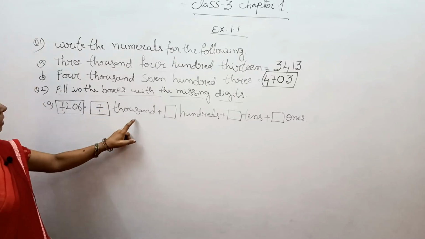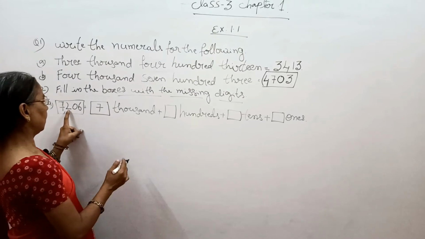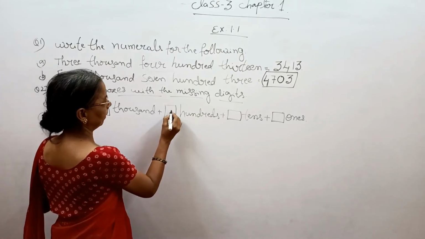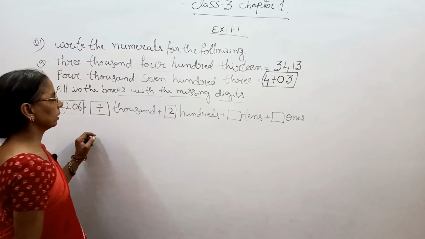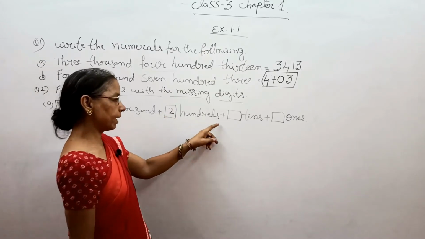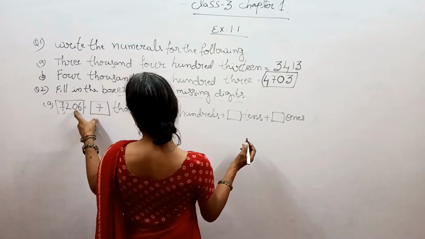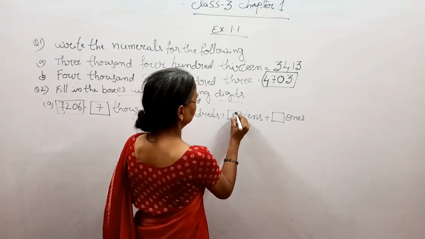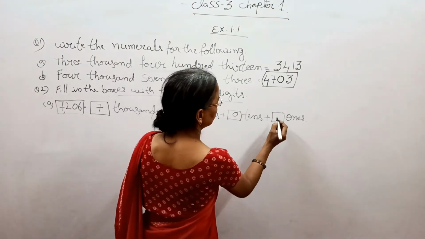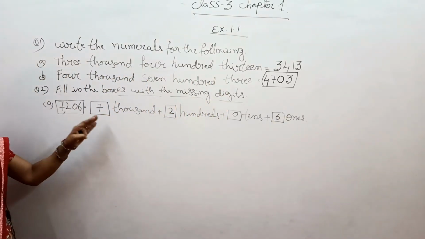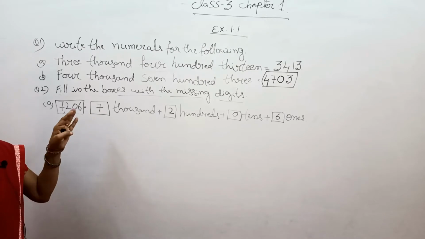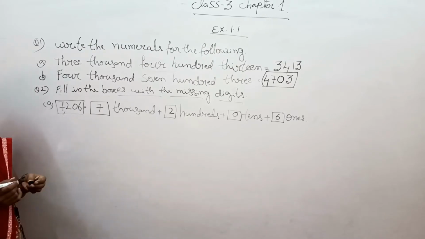That is 7,000 plus 2 is in the place of hundreds. Here we have to write 2. That is 200, and plus tens, in the tens place it is 0, and in ones place it is 6. Like this, we have to fill the boxes which are given in the question.